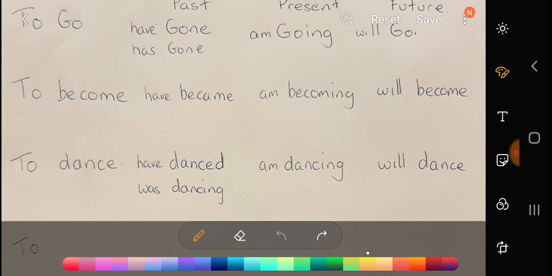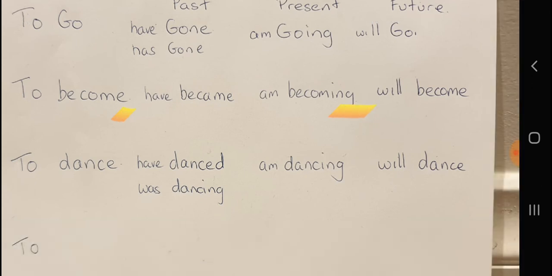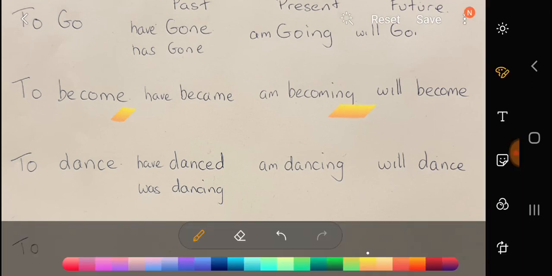But basically what you need to do is learn all these individually. There's no systematic way except for the present, where you put ing, and so you remove the e and put the ing. This one, go, doesn't have an e, so you just put ing. But with the past, it changes quite a lot. The present changes depending on the actual verb.